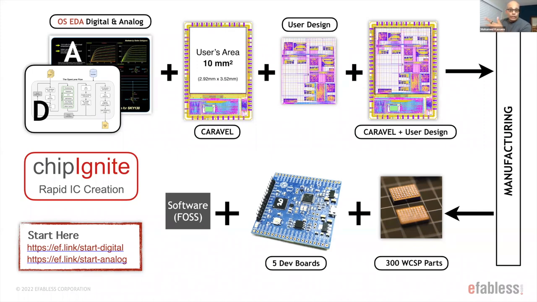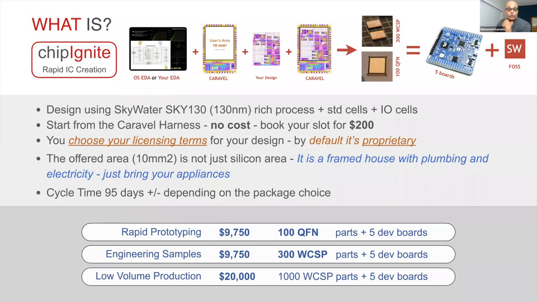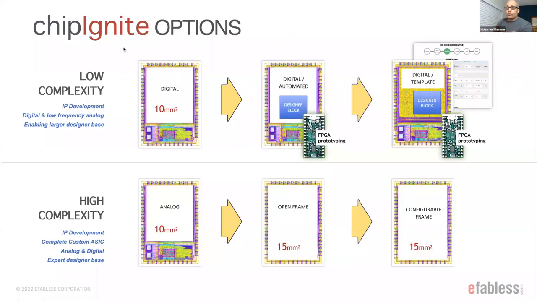But again, you gain all the aspects of the cycle time. You start not from scratch, you choose your own license, whether it's open or not, and you get boards plus parts. In that offering, we introduced several levels, including the low volume for startups that can use the chipIgnite platform as it is, with the Caravel as an initial content, and they add their own piece. Some of them take the chip as it is, add their own IP, and have a minimum viable product. It could be a proof of concept or just in general a minimum viable product.